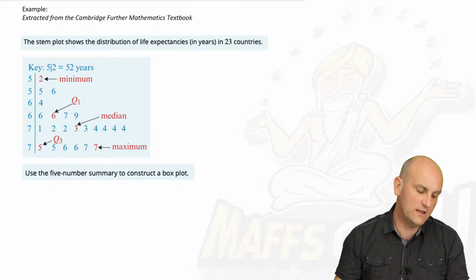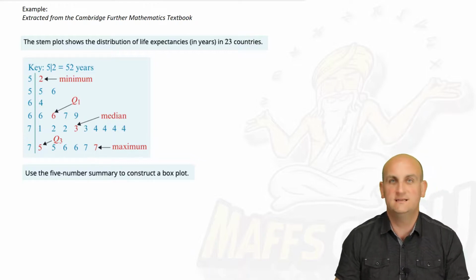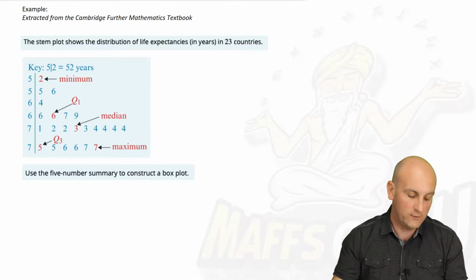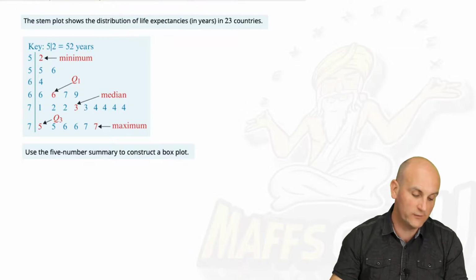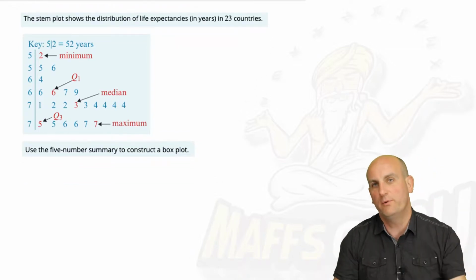The number of people in life who draw graphs with just odd scales, sadly, it shows a lack of understanding. And so we have an example extracted from the Cambridge Further Mathematics textbook. Thank you so much, Cambridge, for allowing me to use your questions. You guys are just da bomb. Hopefully I'm doing you proud.